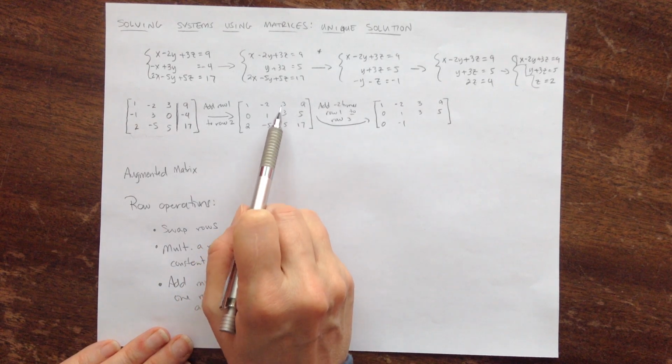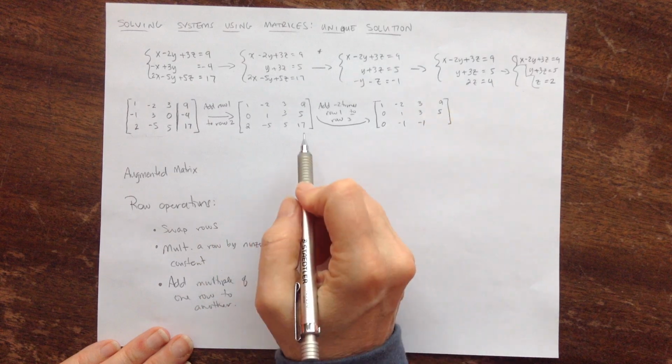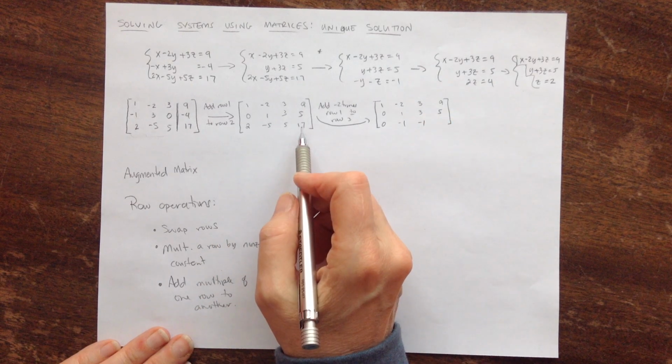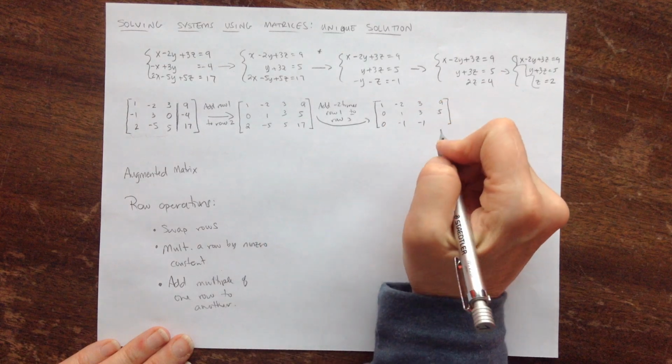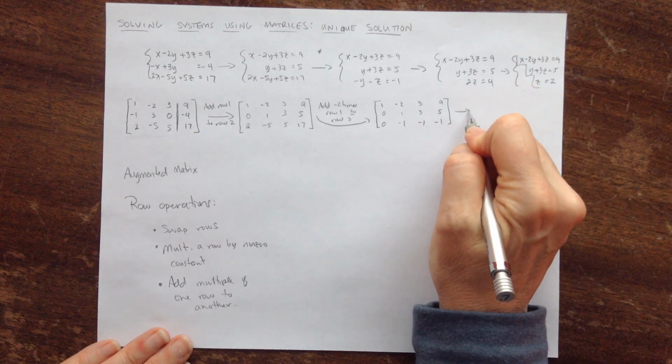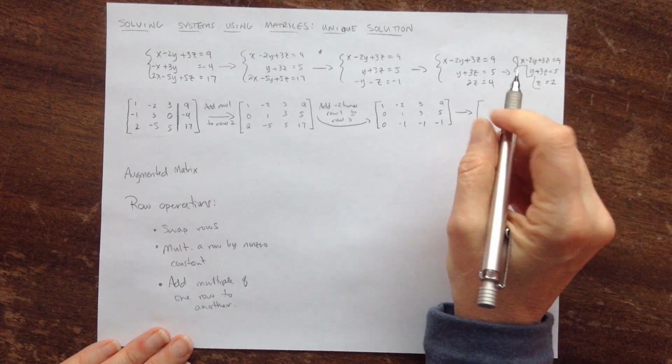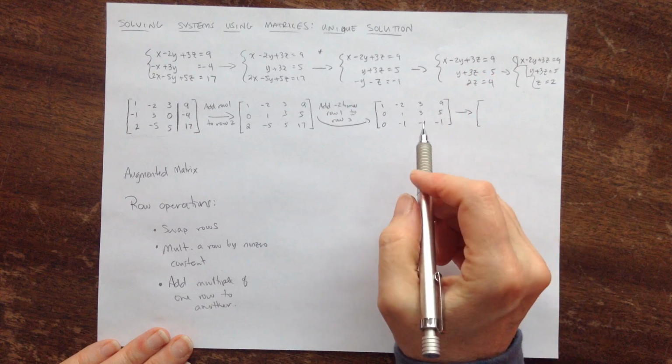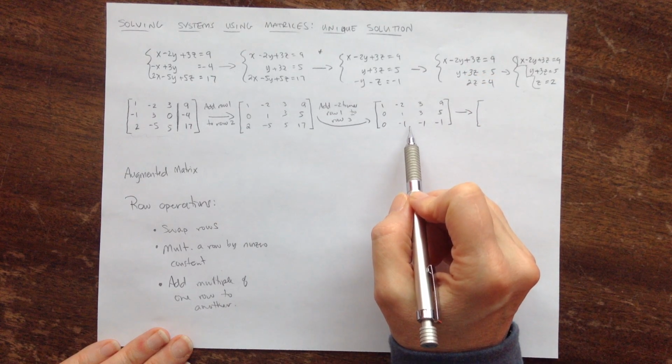5 plus a -2 times 3. -2 times 3 is -6. 5 plus -6 is -1. 17 plus a -2 times 9. -2 times 9 is -18. 7 plus a -18 is 7 minus 18 is -1. And then I'm going to do the same thing that I did to get to here. I'm going to add row 2 to row 3.